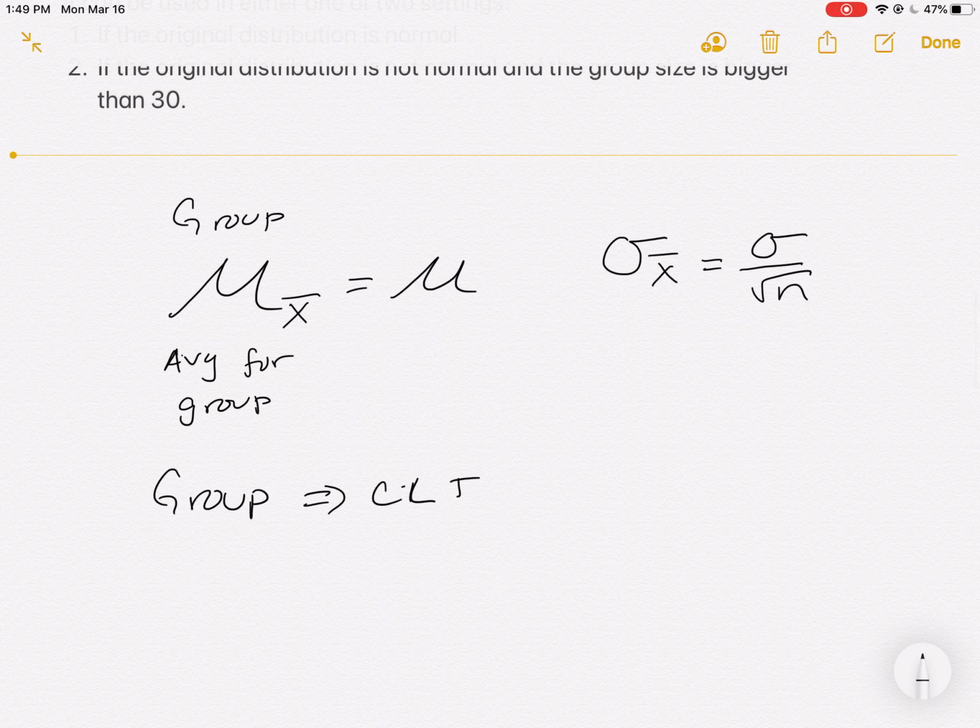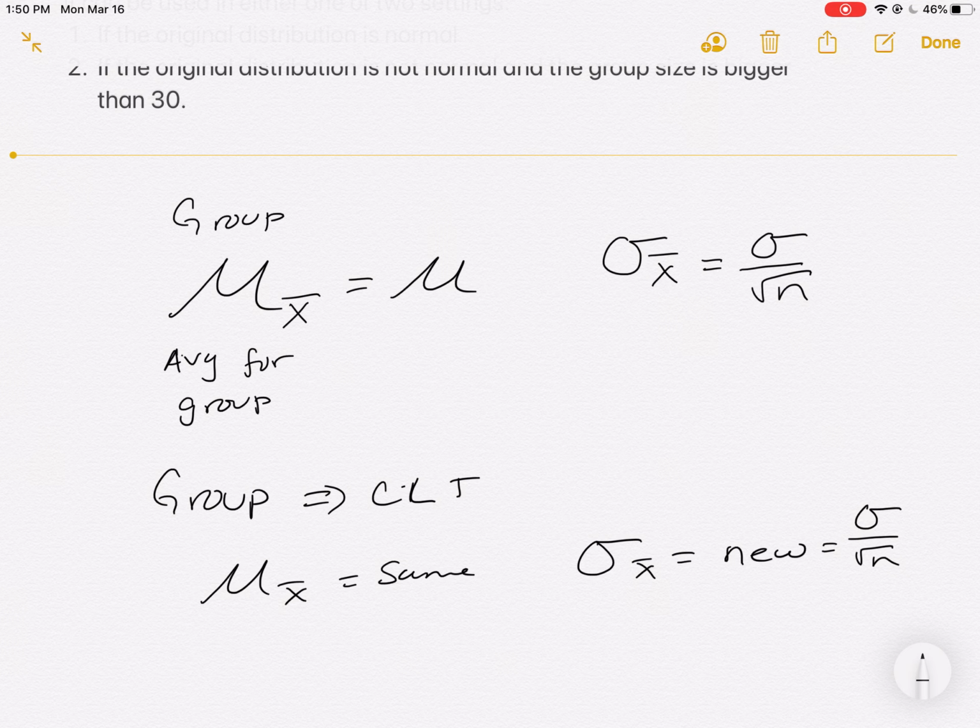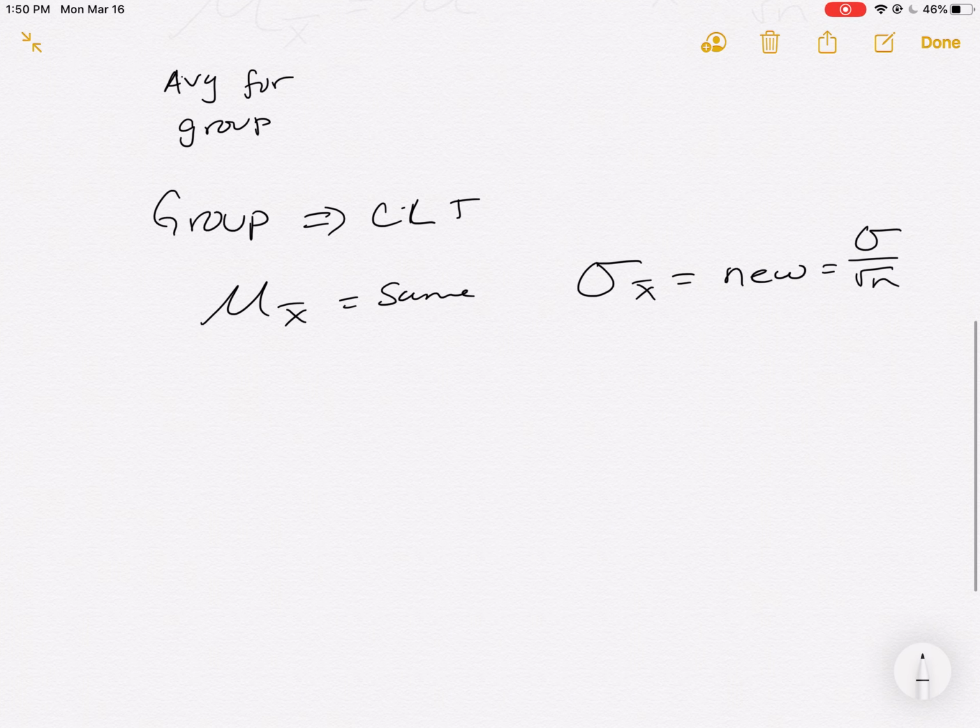So really, as you recognize you're in a group setting, you're going to apply the central limit theorem. And as you do, what you're going to do is you're going to take this same mean. You're going to leave that alone, but you're going to get yourself a new standard deviation before you ever get started. And that new standard deviation will be the given standard deviation divided by the square root of the group size. With that adjustment, we would do everything else the same.